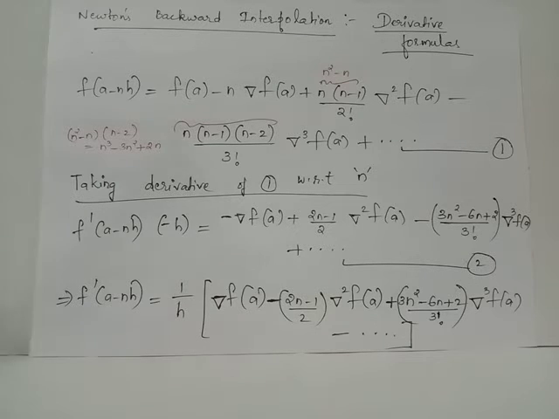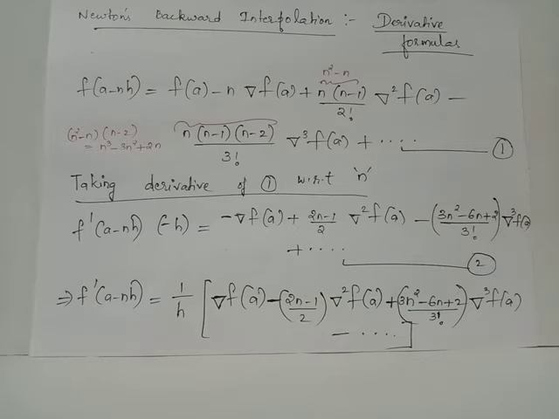We have f(a) is just a constant, and the derivative of f(a) with respect to n will be 0. When you divide both sides of equation 2 by −h, we will get f'(a − nh) = (1/h)[∇f(a) − (2n − 1)/2 ∇²f(a) + [3n² − 6n + 2]/3! ∇³f(a) − etc.]